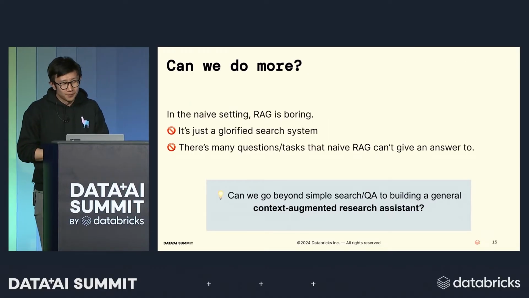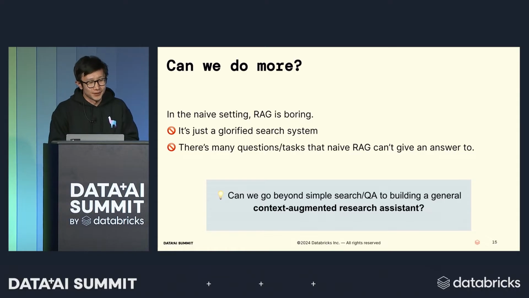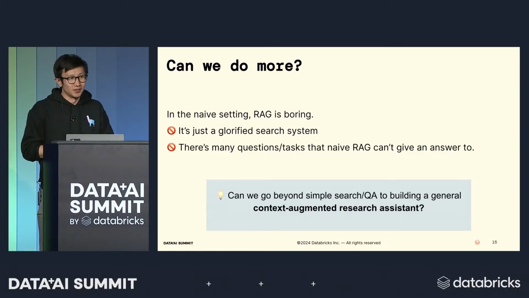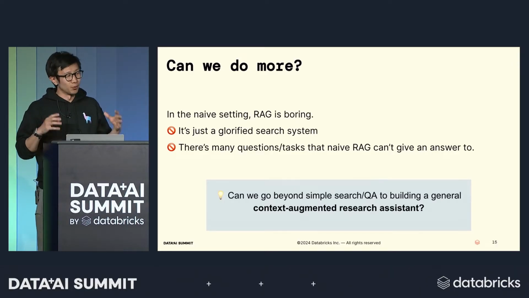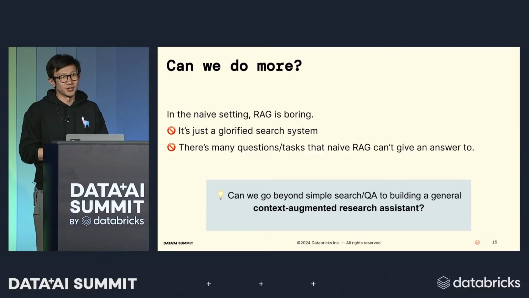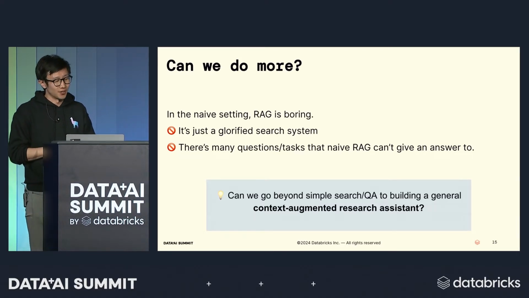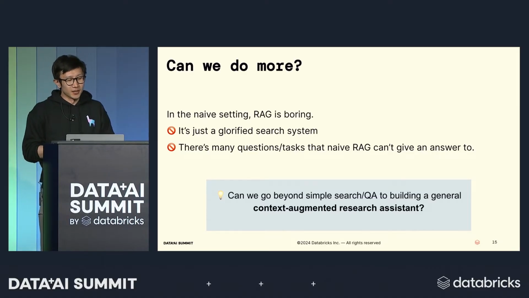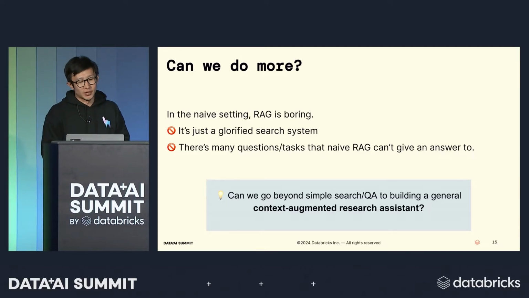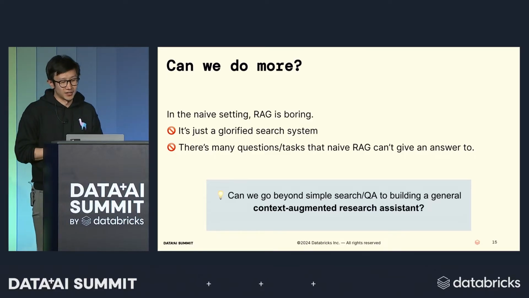And if you think about it, naive RAG is pretty boring, right? With a naive RAG pipeline, the only thing you're doing is putting stuff in a prompt and synthesizing that information. So you're really only using the LLM once to give you back an answer, and it's really a light layer on top of an existing retrieval system that has already existed for many years before ChatGPT. And so in this setting, it's really just a glorified quick lookup system or glorified search system. And there's a lot of different types of questions and tasks that naive RAG can't actually give an answer to.